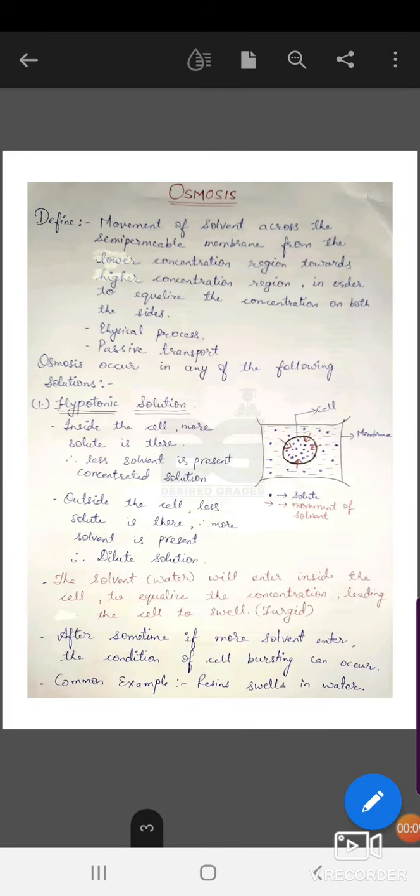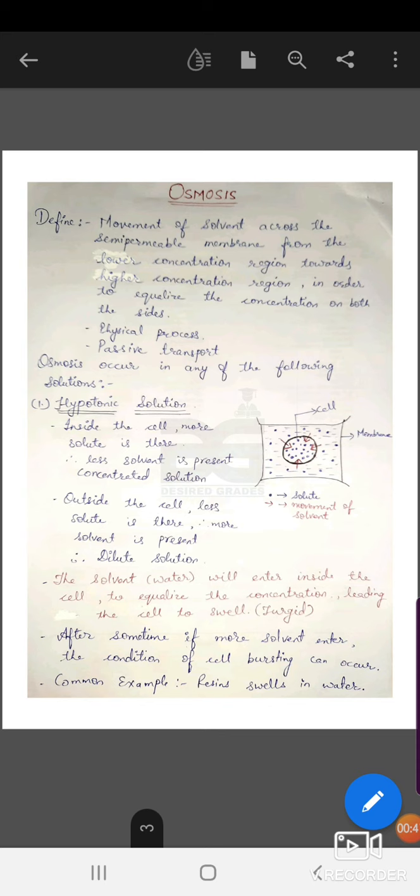Today we will learn about the topic osmosis. Now, osmosis means the movement of the solvent which occurs across a semi-permeable membrane. Semi-permeable membrane, as the name indicates, will allow only selected molecules, ions or elements to pass through it. This movement will occur from the lower concentration of the solute towards the higher concentration of the solute. Clear?